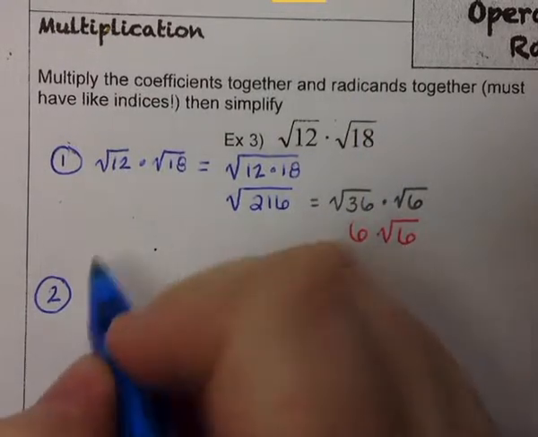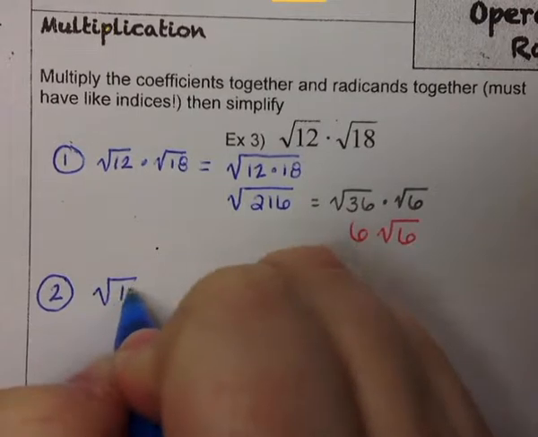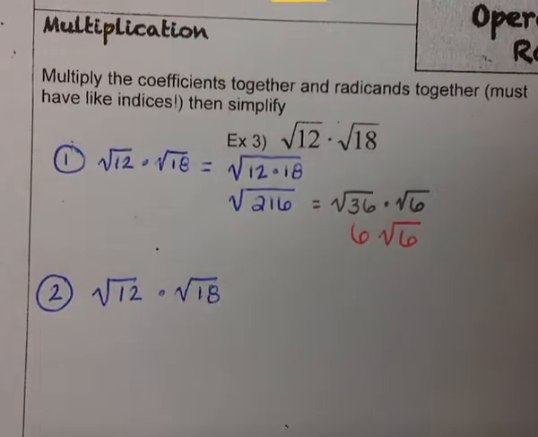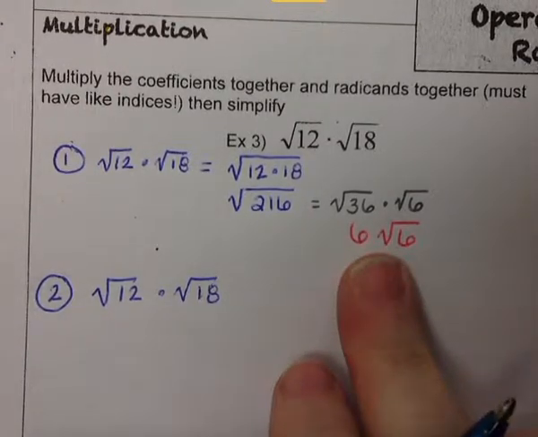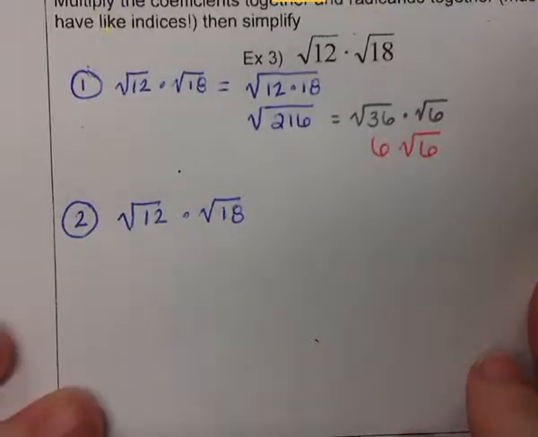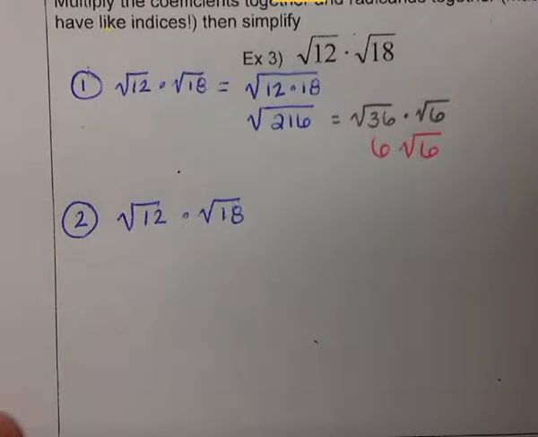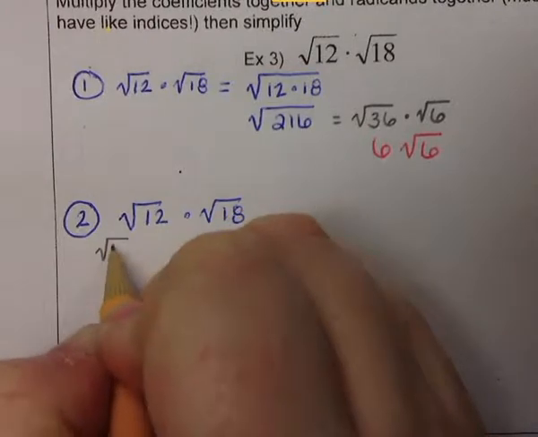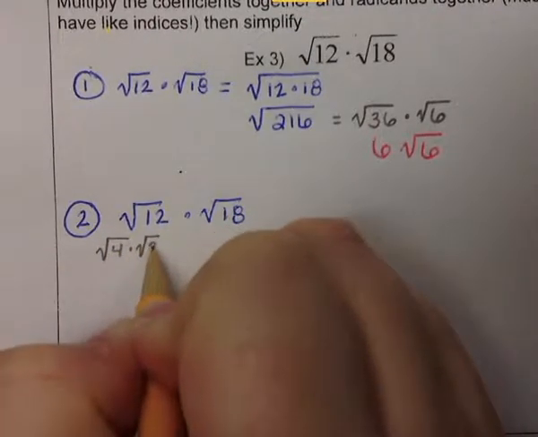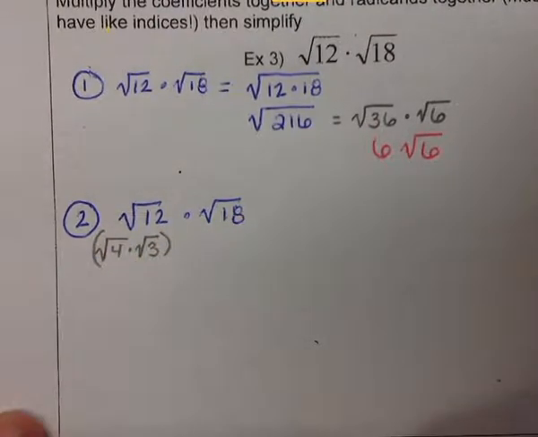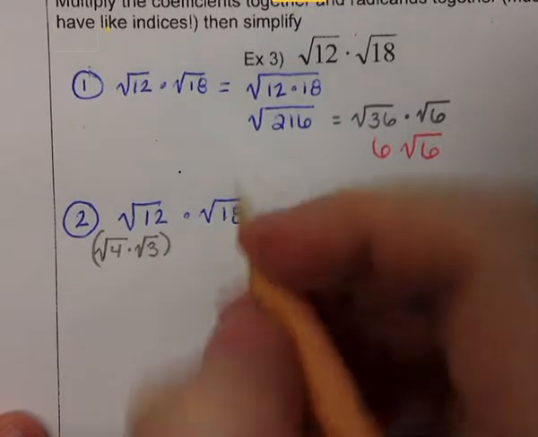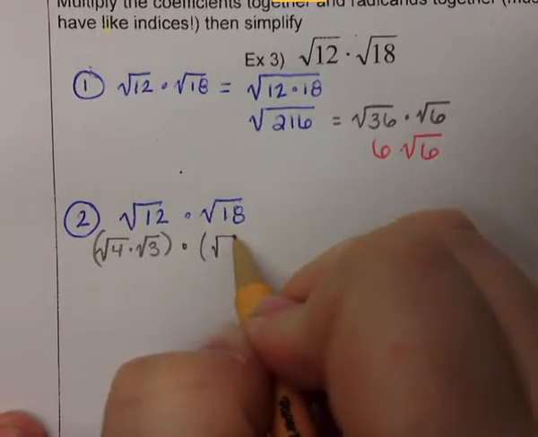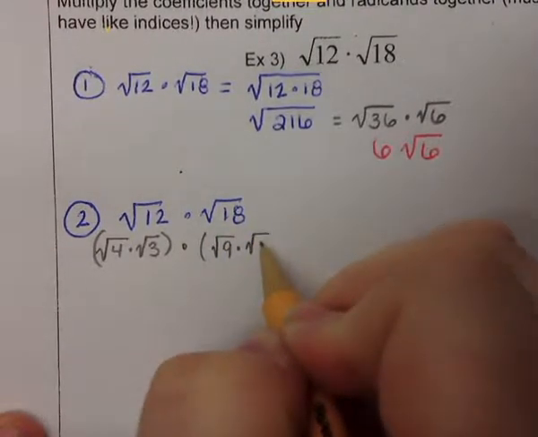So I want to take the square root of 12 times the square root of 18, and I want to simplify these first. I should end up getting the same answer in the end. Again, this is just a different way of doing this problem. The square root of 12, I want to rewrite as the square root of 4 times the square root of 3. Times the square root of 18, which is the square root of 9 times the square root of 2.